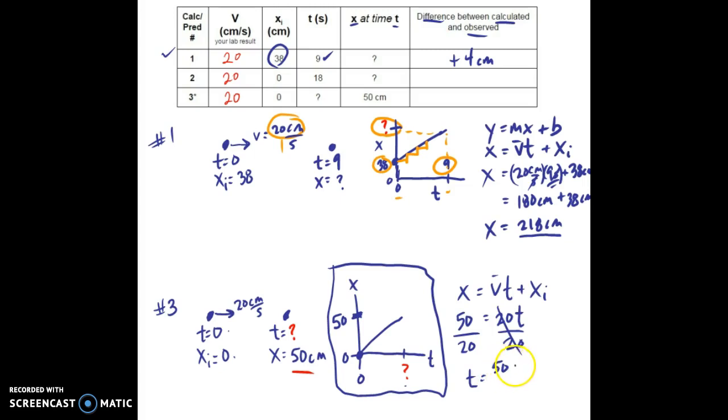now I'm going to put the units back in, 50 centimeters divided by 20 centimeters per second, and what happens is the centimeters cancel out. I'm left with 1 over seconds in the denominator, which will become seconds if I simplify that, and this turns out to be 2.5 seconds. So if a bot that travels 20 centimeters per second travels for 2.5 seconds, it will go 50 centimeters.